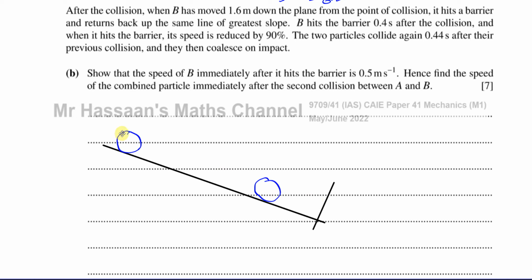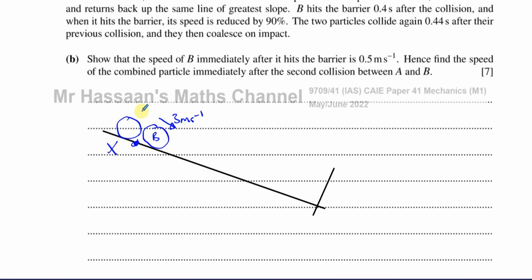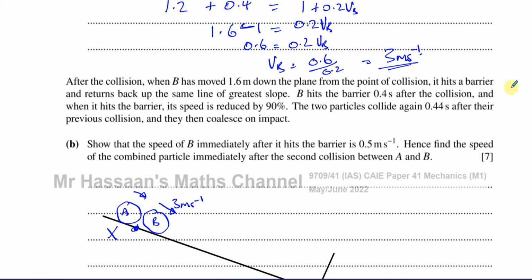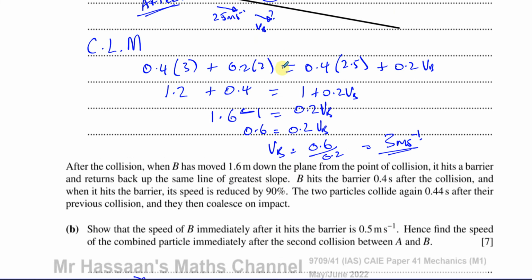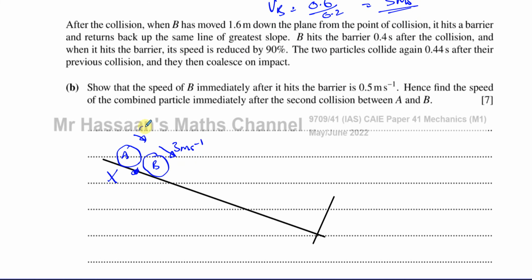So far, let's call this point X. This is the point X where they first collided, right? So when they first collided, this is B. It's moving now with a speed of 3 meters per second, as we found over here after the collision. And after the collision, A is moving down with a speed that they said was reduced to 2.5 meters per second. So this is after the first collision.